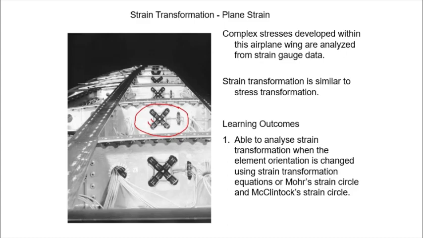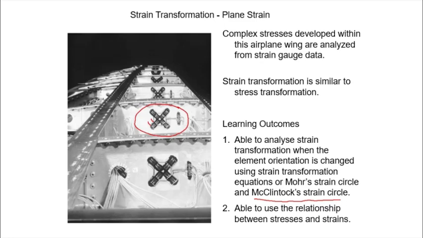Now for this topic, the learning outcome that we expect everyone to be able to do is first, to be able to analyze strain transformation when the element orientation is changed, and the analysis can be done using strain transformation equations, or Mohr's circle, similar to what we did in stresses. And another new name that you will be introduced to is called the McClintock strain circle. Now, this McClintock strain circle is an approach to draw the Mohr's circle directly from strain readings from a rosette.